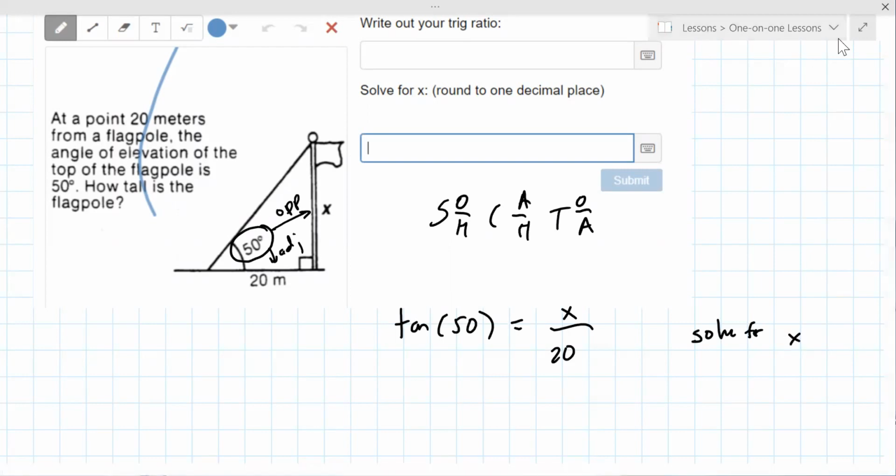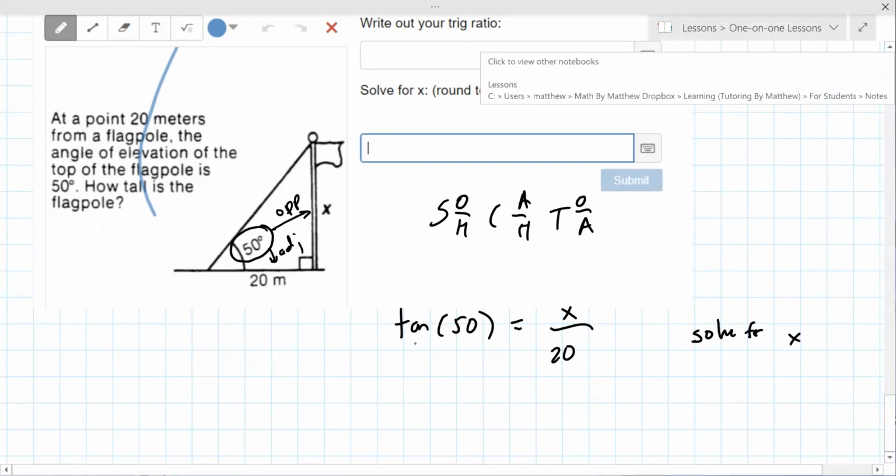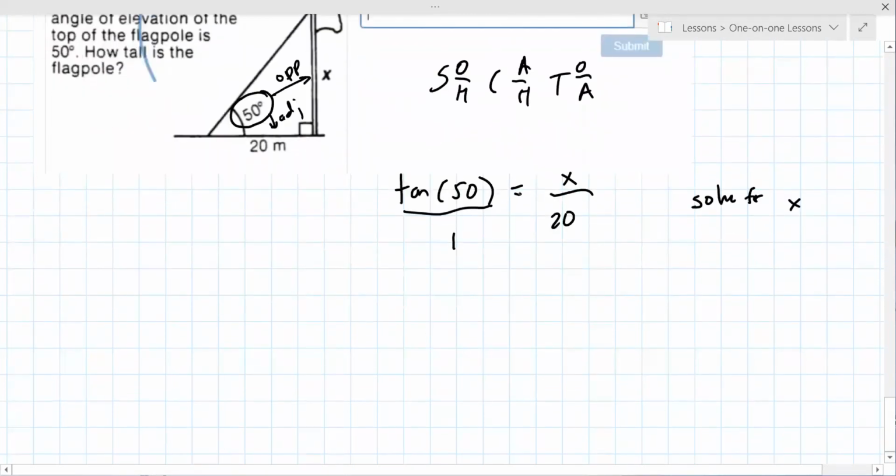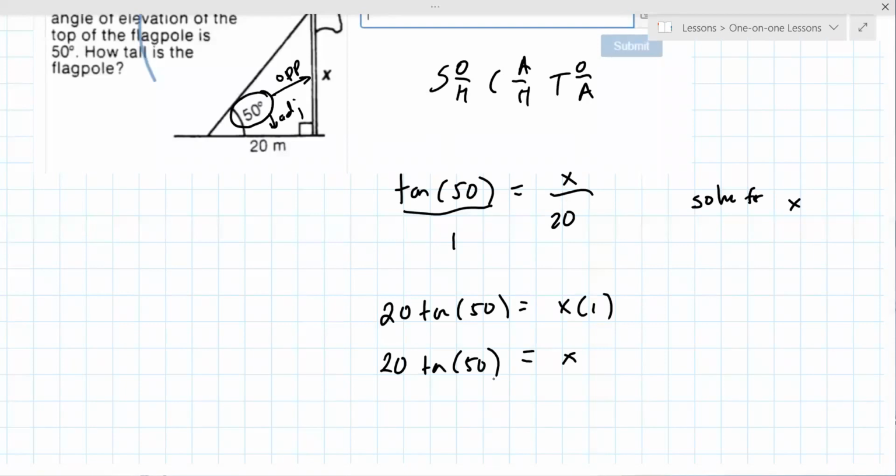So this is when you multiply by 20, right? Yeah, now effectively you're doing the same thing. You're cross multiplying or diagonally multiplying. Let me explain that, because it is really the same thing. 20 tangent 50. And what is x times 1? Well, it's just x. So it is effectively the same thing here. It's more effective to diagonally multiply when x is in the bottom.